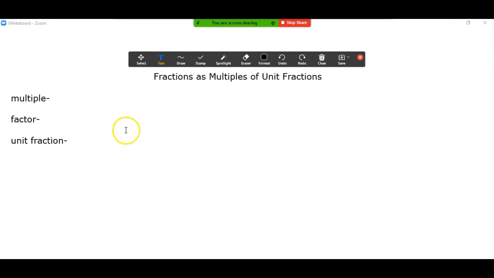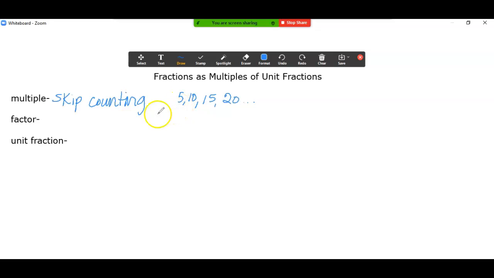So we know from yesterday that a multiple is basically skip counting, right? Which is something that we've been doing since kindergarten. So for instance, 5, 10, 15, 20, etc. That's skip counting, which is counting by multiples of 5.